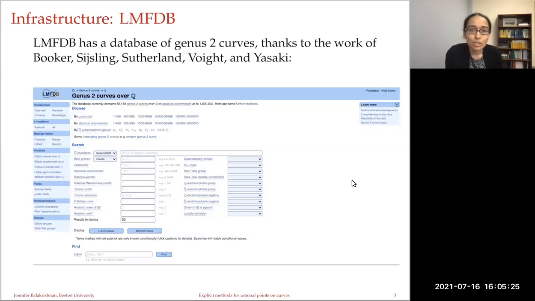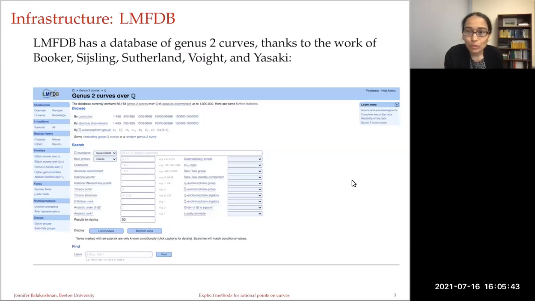In the case of genus 2 curves, there is a very nice database thanks to the work of Andy Booker, Jeroen Sijsling, Andrew Sutherland, John Voight, and Dan Yasaki. And there are 66,158 genus 2 curves over the rationals with various properties.